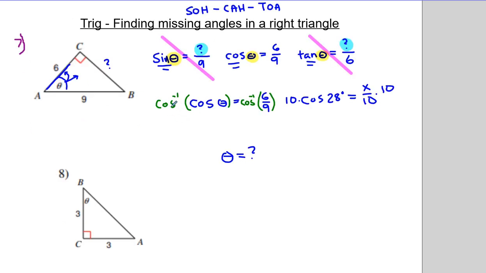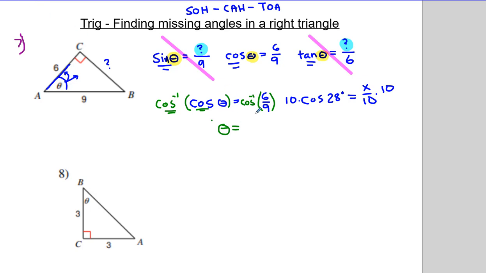So here, what happens when I inverse cosine the cosine of theta? Well, the inverse of this function and its original function, the inverse of this function and then the function, leaves just theta. So you get just theta by itself. Okay, does everybody follow that? So that's really important.